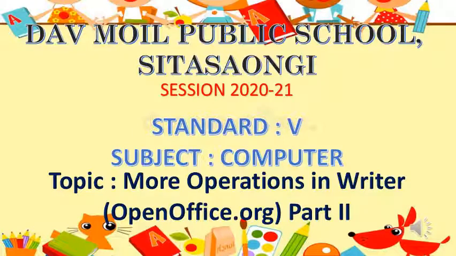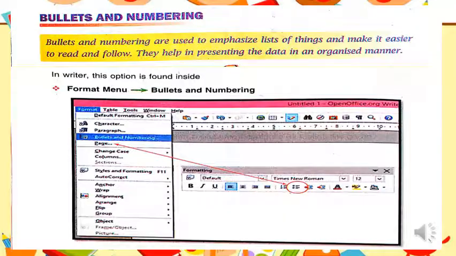This is standard 5. Our today's topic is more operations on Writer. In the previous video, we discussed the alignments. There are 4 types of alignments. First, left alignment, second, center alignment, third, right alignment, and fourth, justify alignment. Now in this video we will discuss bullets and numbering.